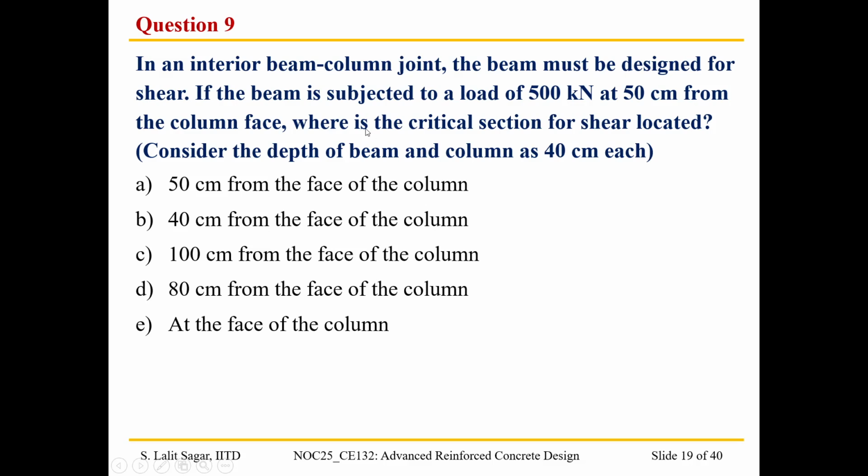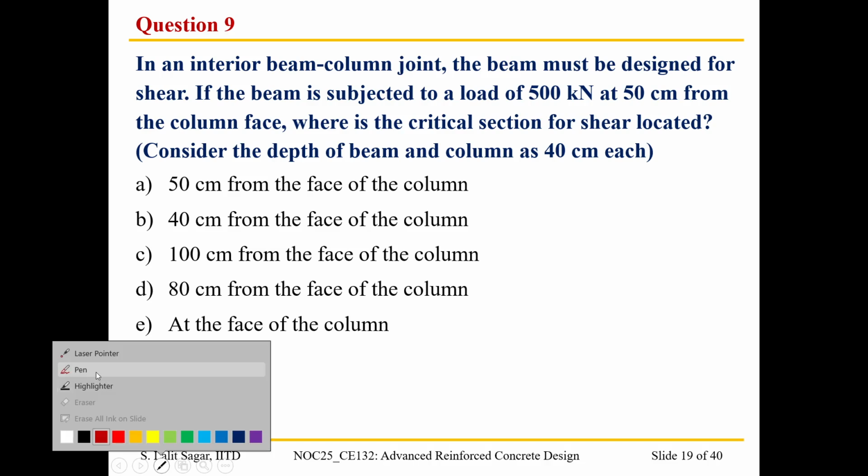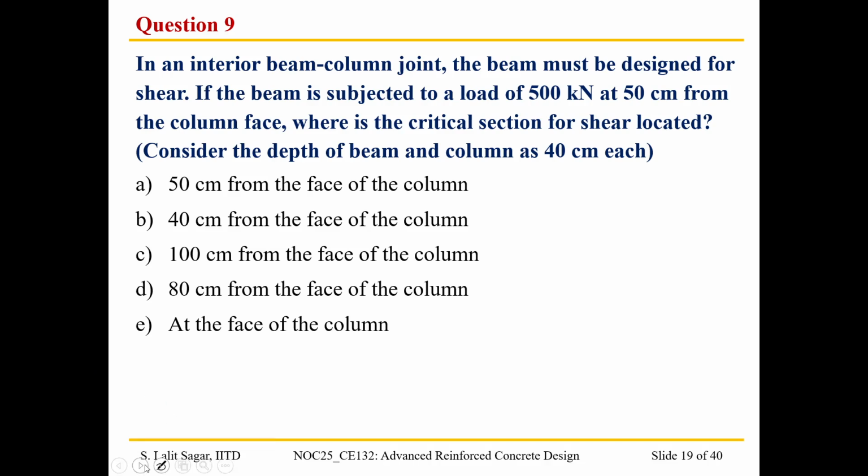So in an interior beam column joint, the beam has to be designed for shear. If the beam is subjected to a load of 500 kilonewton at 50 centimeter from the column face, where is the critical section for the shear located? I'm going to draw a small diagram over here to facilitate better understanding. So we have an interior beam column joint.